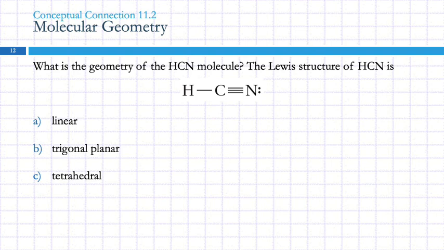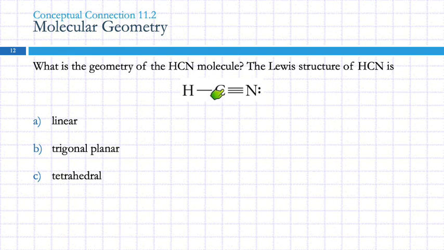Okay, what's the geometry of the HCN molecule? Here's the Lewis structure. How many electron groups? 5. Not 5. 2. Oh, I'm very glad you answered.